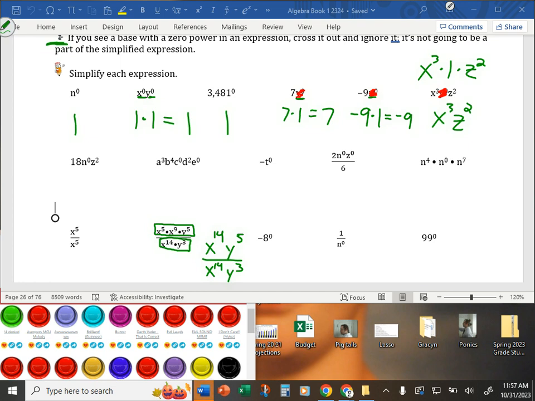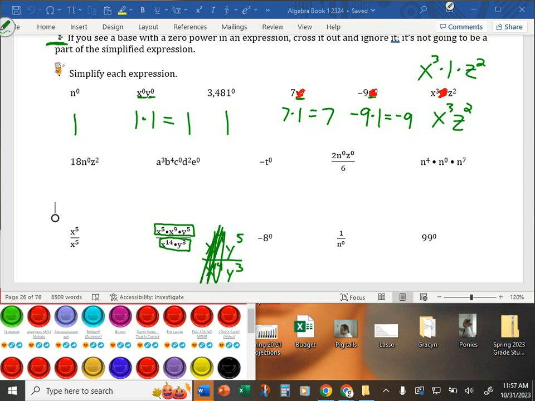Now, how does a question like this relate to the whole idea of a 0 power? Take a look at what we have now. We have x to the 14th, y to the 5th, over x to the 14th, y cubed. How does this relate to the little 0 power rule? Well, it looks to me like I've got 14 x's up top and 14 x's on the bottom. What's anything divided by itself? 1. These 14 x's completely cancel out.